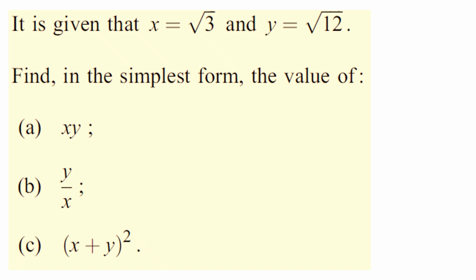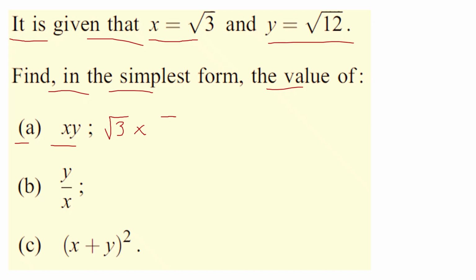Okay, in this Surds question, we are told it is given that x is equal to root 3 and y is equal to root 12. Find in simplest form the value of part A, xy. So xy means x times y. So you have root 3 and I'm multiplying it by root 12.